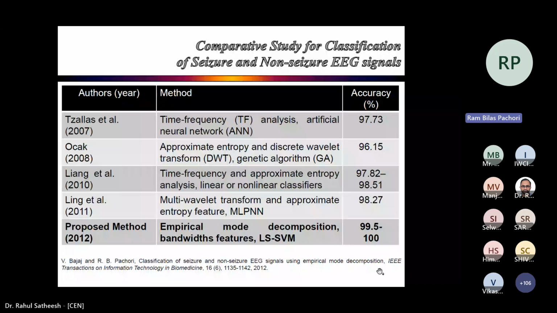So a lot of work has been done in the literature for this classification problem, and you can see there are various signal processing and machine learning techniques, and in the last column on the right of this table, various performances have been obtained, classification accuracy for this study database. And our proposed method is based on empirical mode decomposition, bandwidth features, and least square support vector machine classifier, and it gives you accuracy between 99.5 and 100. So that is better than the other methods in the literature.